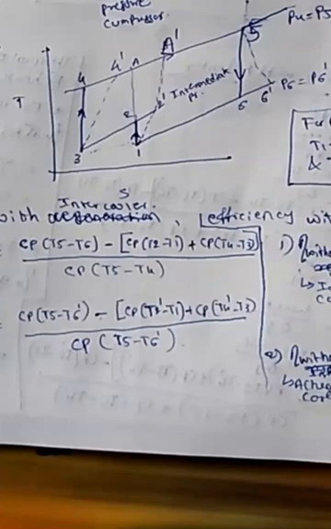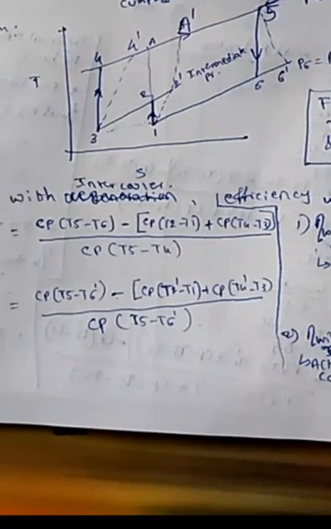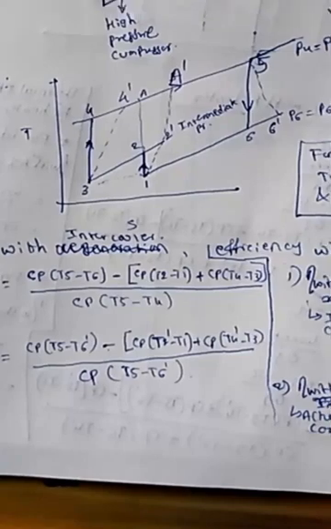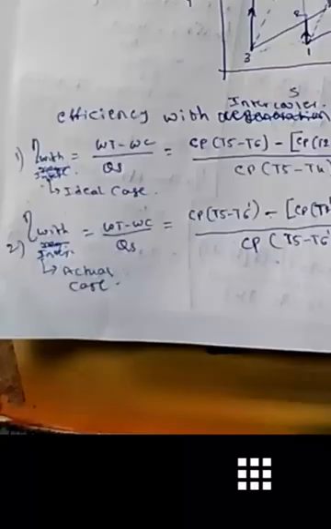The compressor work is the sum of the two, cp (t2 minus t1) plus cp (t4 minus t3). Sometimes we can write this as 2 times cp into (t2 minus t1), because t2 is equal to t4 and t1 is equal to t3 for the intercooler. The heat addition with the intercooler is cp into (t5 minus t4).